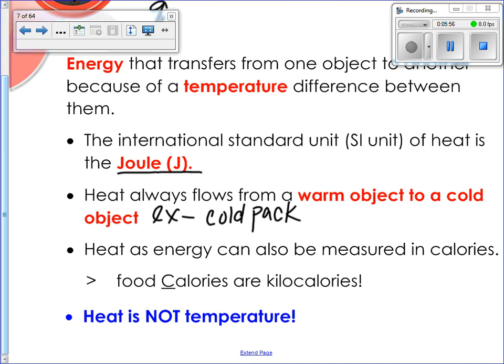Heat as an energy can be measured in what we call calories, not to be confused with Calories with a capital C. In food, when you talk about calories on the back of your nutrition label, that's actually kilocalories, which is 1,000 calories. We notate it with the same word, we just use the capital C. And it's also worth noting, heat is not the same thing as temperature. Those are not equivalents.